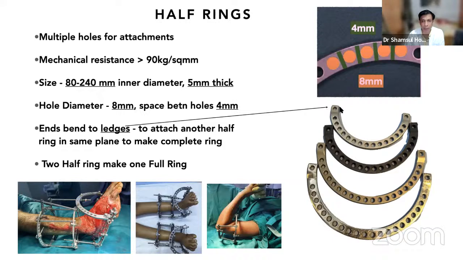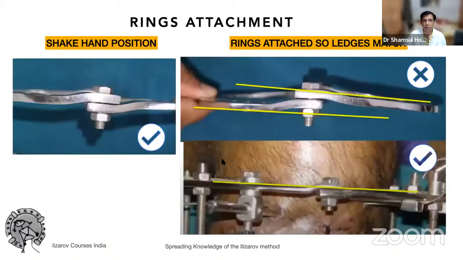So these are the ledges you can see on each side of the rings. You just match them to make a linear ring to connect both half rings. So 2 half rings make 1 full ring like this. Again, the ledges should match like this, just like in a shaken position, so that it becomes a linear angle. You should not apply it in the opposite direction like this. This is wrong. You should be very, very careful, for beginners, when making these rings. This is very important. The ledges will match like this.